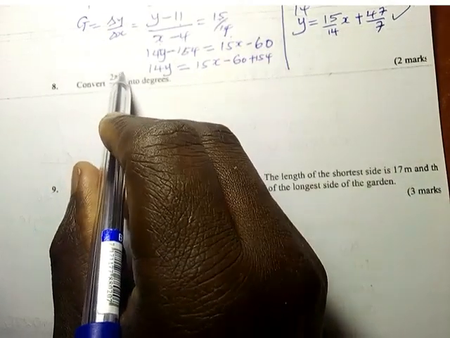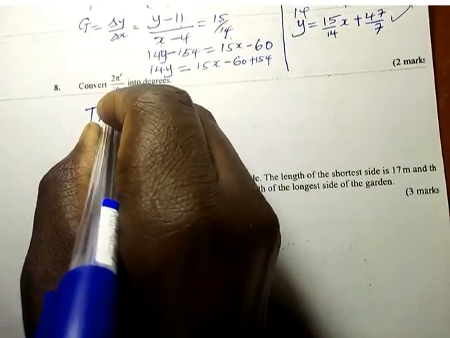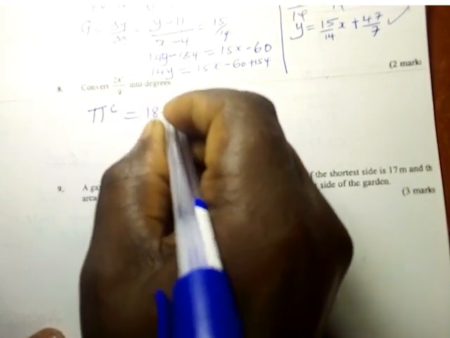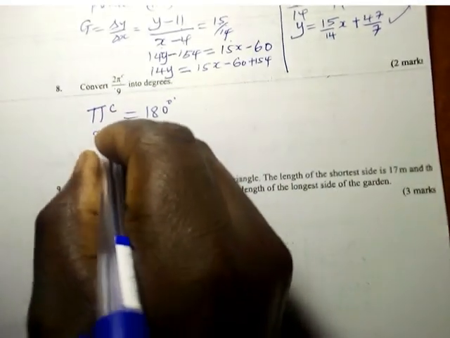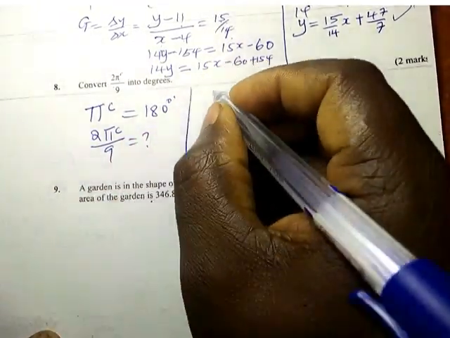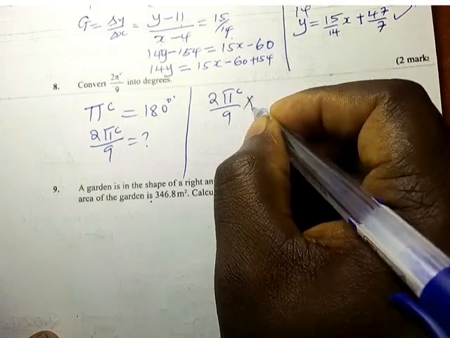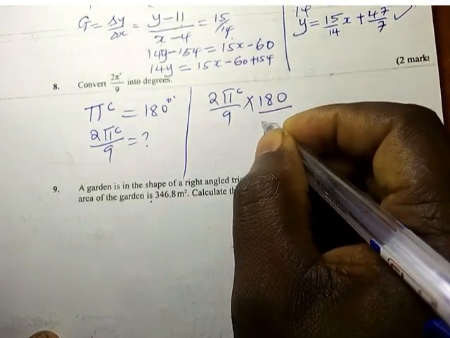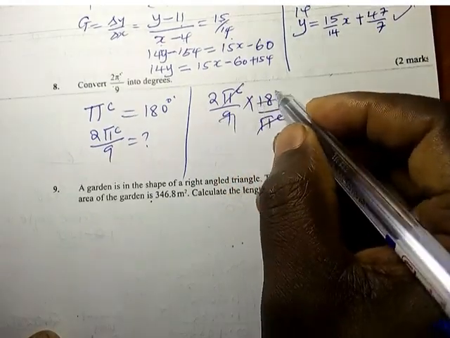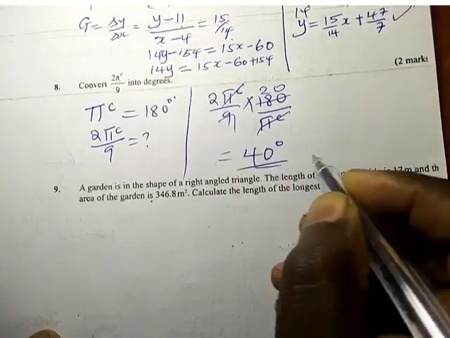Convert 2 pi radians over 9 into degrees, but we know that pi radians equal 180 degrees. So we ask, 2 pi over 9 will be what? It is 2 pi over 9 times 180 divided by pi, this and that cancel. Here once, here 2 times 20. So that one will be 40 degrees.